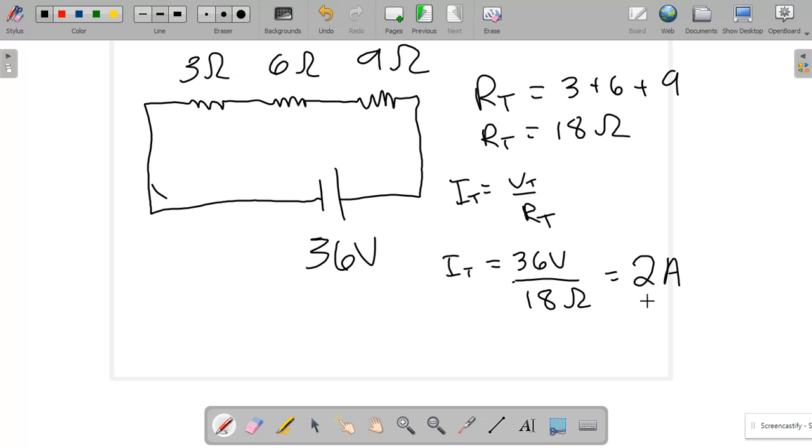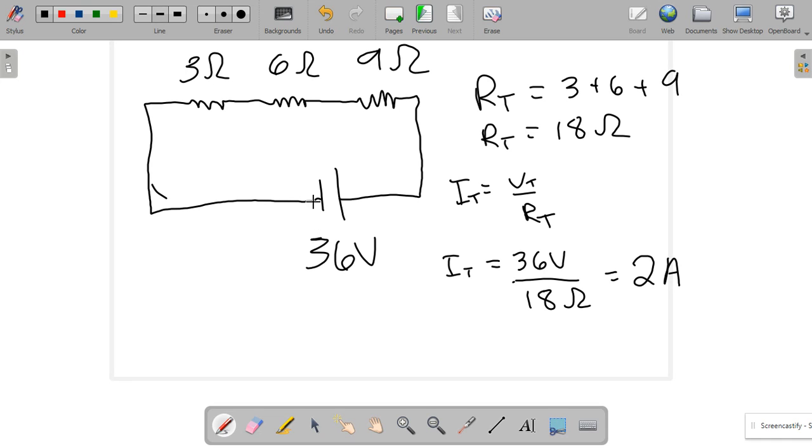We have to think about and remember what current is. It is the rate at which the charges are flowing through the circuit. So 2 amperes means 2 coulombs each second. So we have 2 coulombs of charge flowing through here each second. So in 5 seconds, that would be 10 coulombs of charge flowing through this circuit. Okay, that's an extremely large amount of charge, but that's what we deal with when we're dealing with electric circuits.